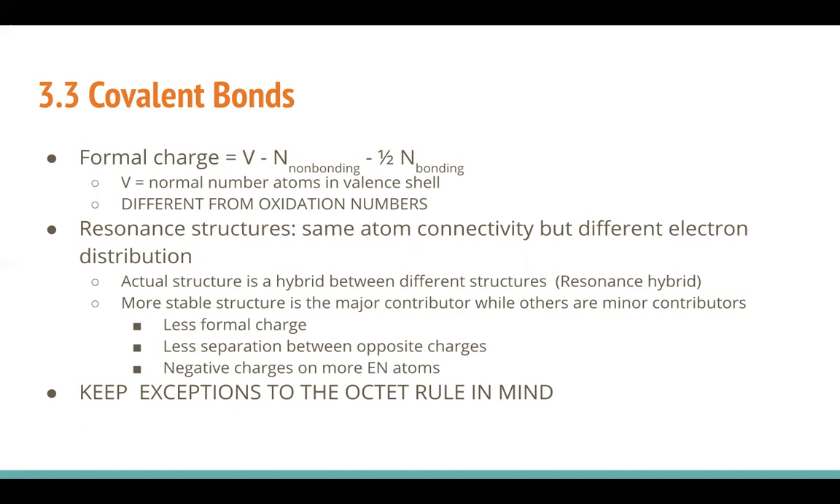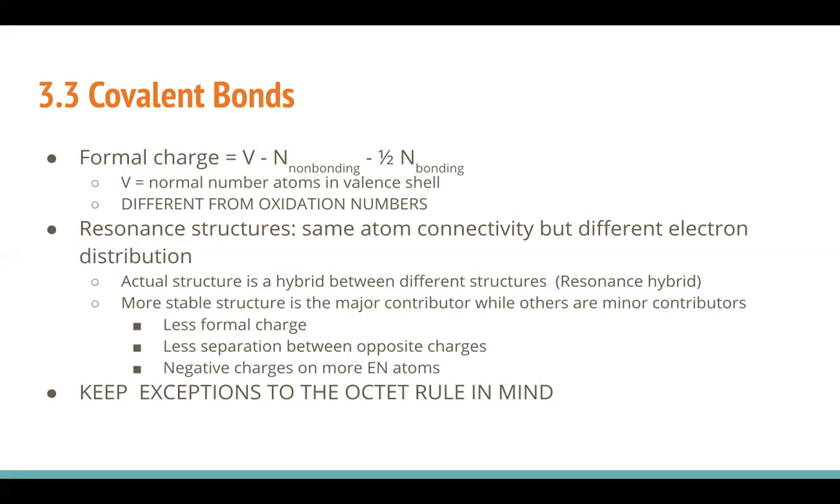Resonance structures are super important. They're so important for the MCAT. So resonance structures basically have the same atom connectivity, but different electron distribution. And so the actual structure is a hybrid between different structures. So it's a resonance hybrid.